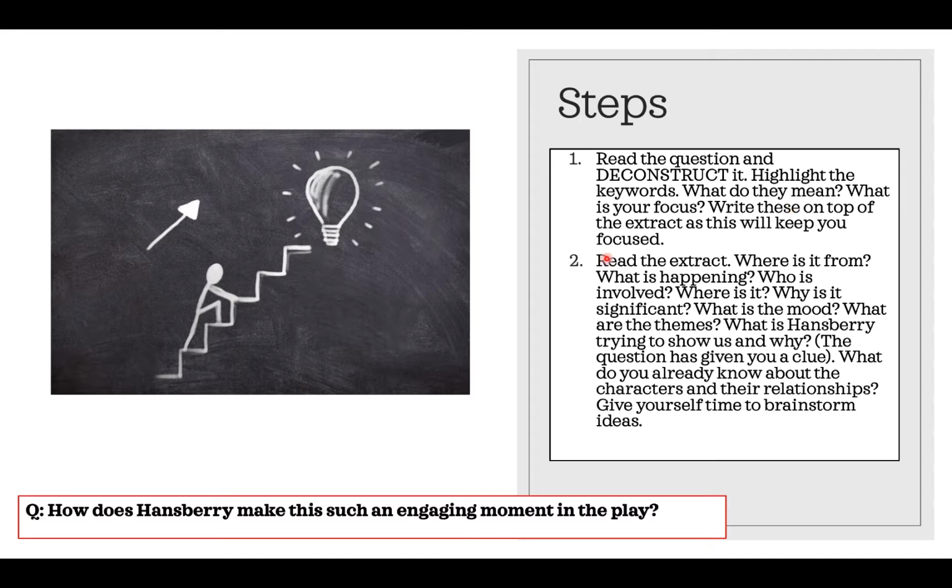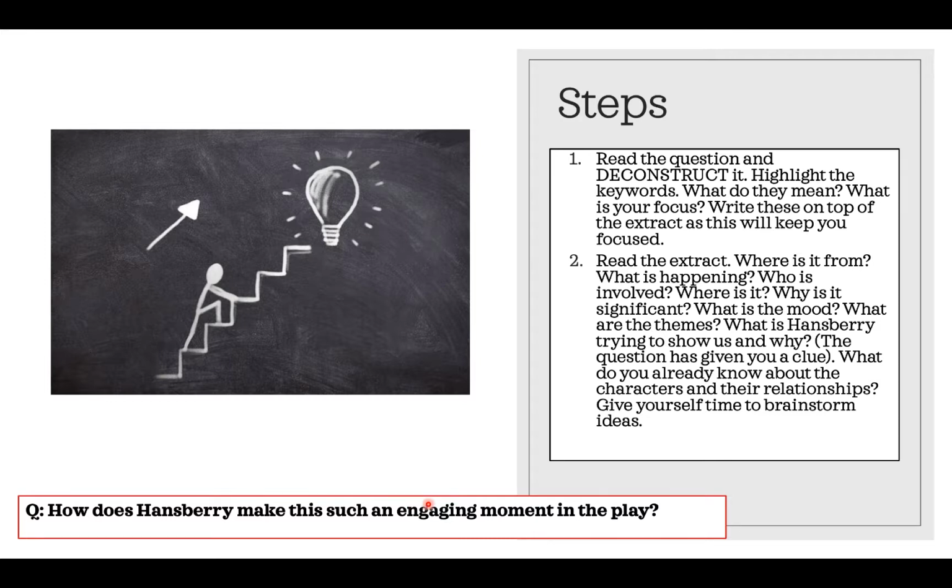So for example, if we look at this question, how does Hansberry make this such an engaging moment in the play? So here the key word obviously is engaging. So you must make sure that you are repeating this word or words that are similar to this throughout your answer to show the examiner that what you're saying is relevant. But you also know now what you're looking for. You're looking for anything that is engaging, that really grabs the attention of the audience. It really has an effect on the audience.